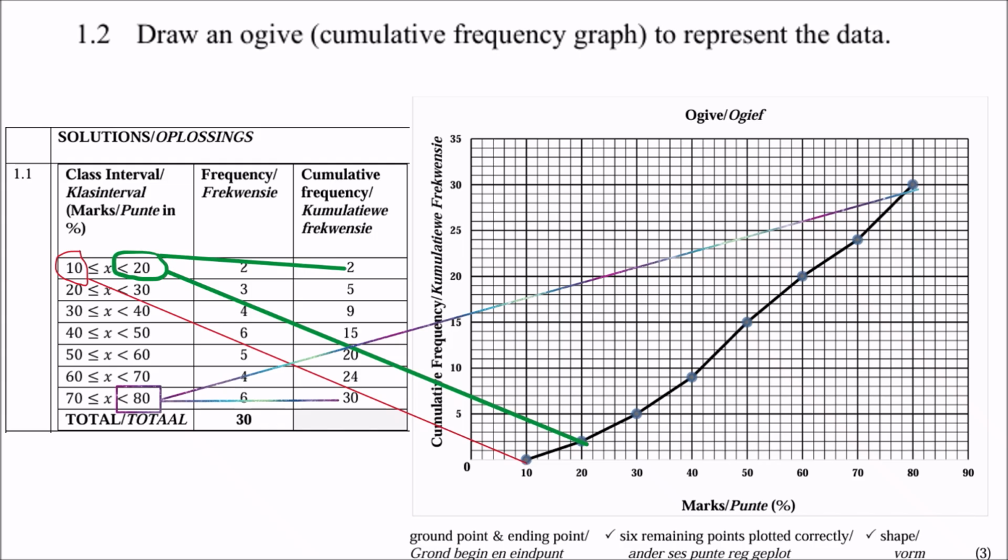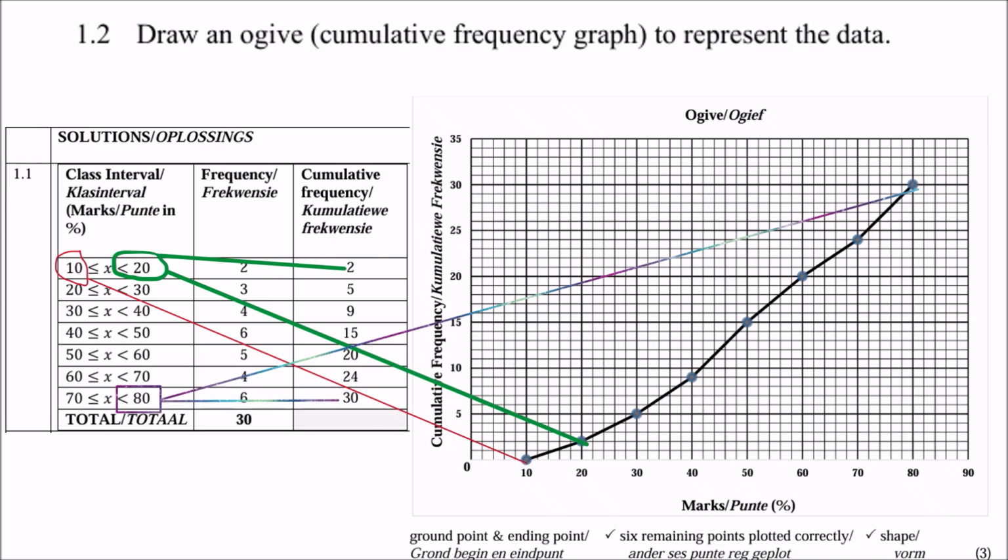Then the next point, look at the 20 in green. So the 20 in green is linked to the 2 in the cumulative frequency. So that 20 goes with 2. And that's how I can go on. Then the next point will be a 30. That 30 will go with 5. Right? The 40 will go with 9. The 50 goes with 15. The 60 goes with 20. The 70 goes with 24. And then I showed the 80 again using the blue line. So the 80 goes with 30. So please practice this until you get it right.